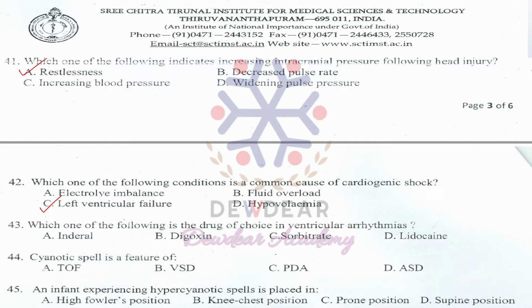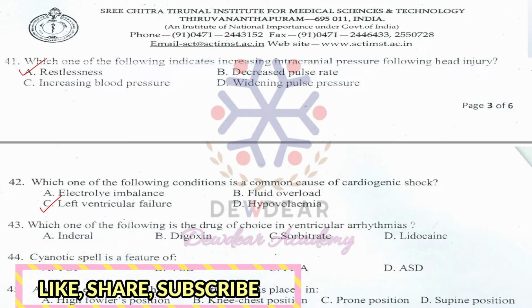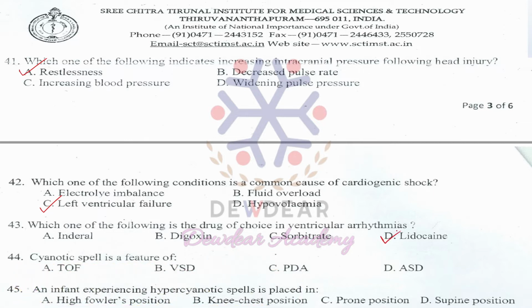Then question number 43. Which one of the following is the drug of choice in ventricular arrhythmias? Options are Inderal, digoxin, sorbitrate, lidocaine. So here the correct answer is option D, lidocaine. The drug of choice in ventricular arrhythmias is lidocaine.